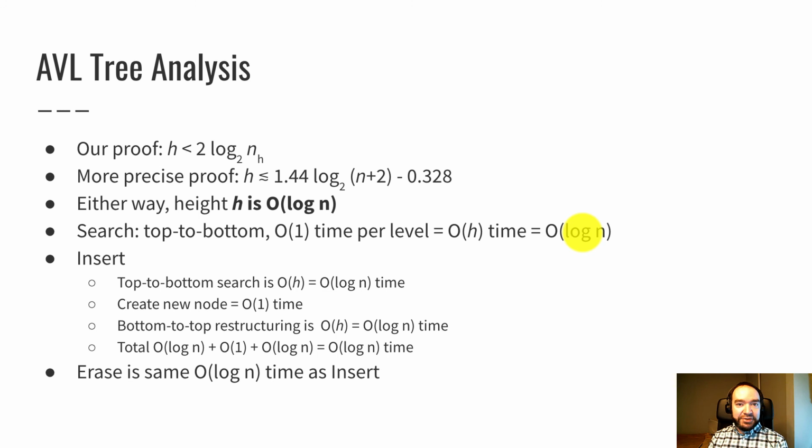Erase is the same kind of situation. It's log n time. In order to erase a node, you go top to bottom to find a node to erase. That takes logarithmic time. If you search for the in-order successor, that's another big O of h time, which is logarithmic. And then removing the node is constant time, and then there's a loop that goes bottom to top looking to do restructurings. Remember, it's a loop. You might have to do multiple restructurings, but that's another big O of h time. So altogether, big O of log n time.